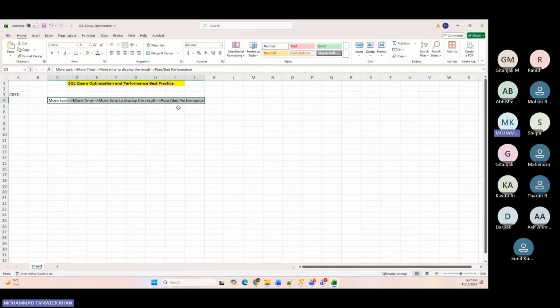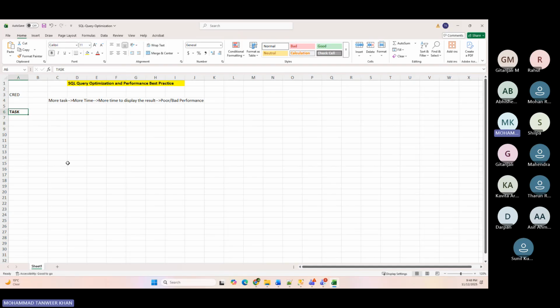So always, whenever you write a SQL query, you have to think: are you giving more tasks to the SQL engine or are you giving fewer tasks to the SQL engine? That's what you have to think. That is what SQL query optimization is. So the main summary of what we're going to study today is this one. That's it. Task. This is what we are going to study today.